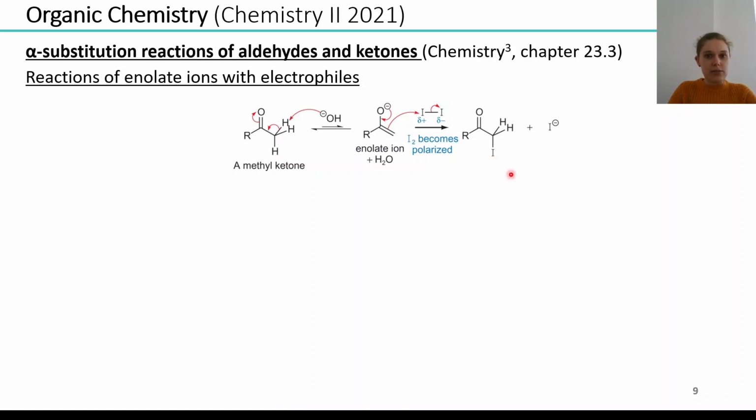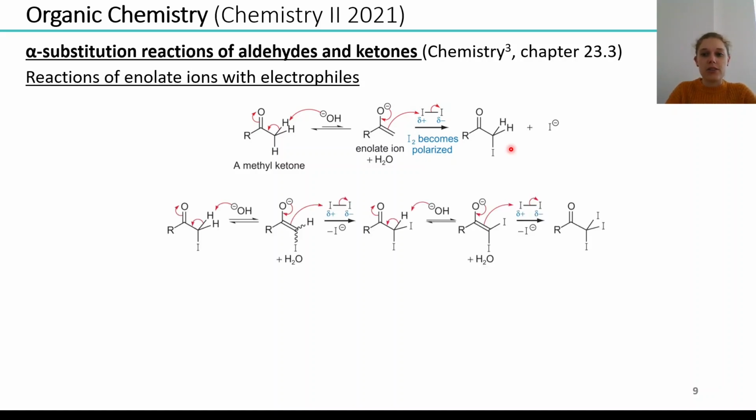Now we have one iodo atom in alpha position. This iodo atom has a very strong minus I effect and hence makes the remaining hydrogen atoms in alpha position more acidic, which in turn then favors the reaction with hydroxide to form an enolate ion. Hence, the reaction is not yet finished, but continues with another deprotonation in alpha position, followed by the reaction of the enolate ion with the polarized iodine to form the disubstituted ketone.